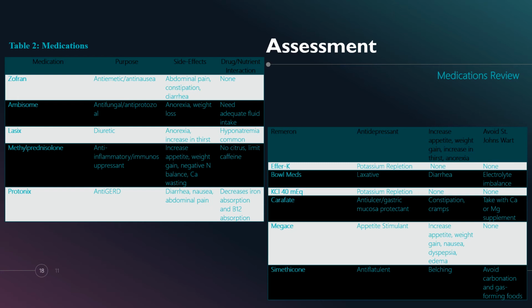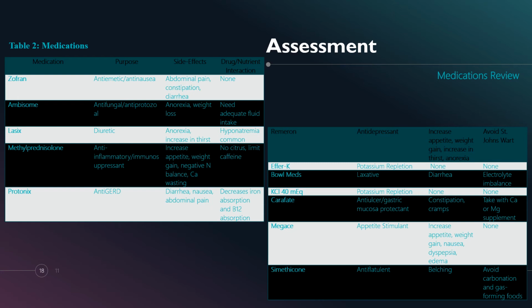So I do think probably the most important one to cover is the methylprednisolone, and this is a corticosteroid. It's an anti-inflammatory or immunosuppressant medication. Some side effects of this can be increased appetite, weight gain, a negative nitrogen balance, and calcium wasting.